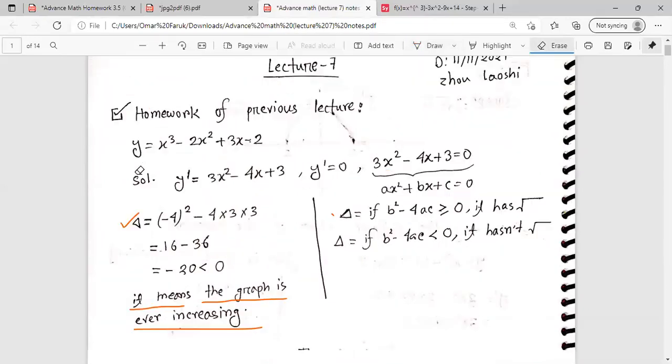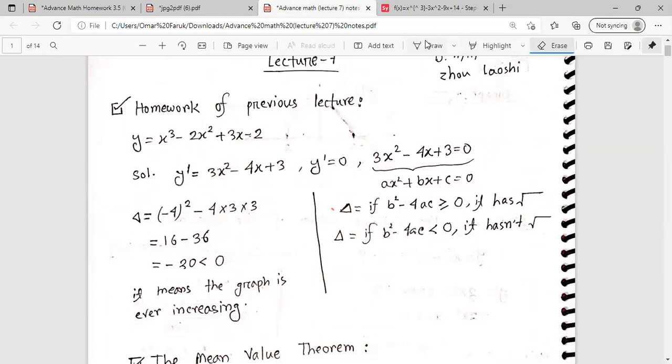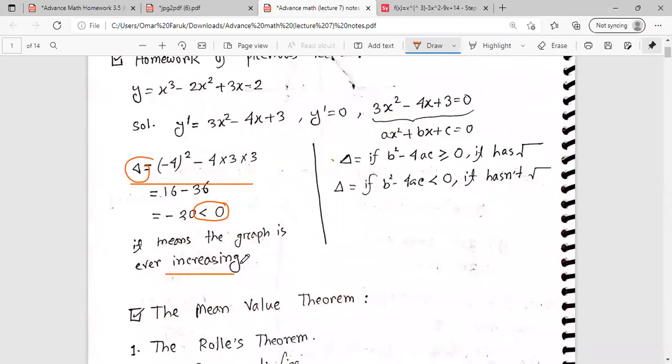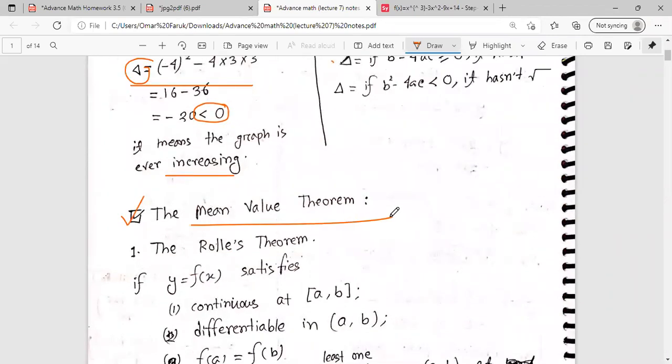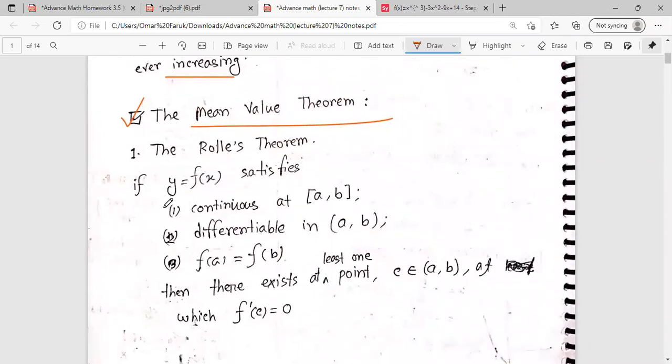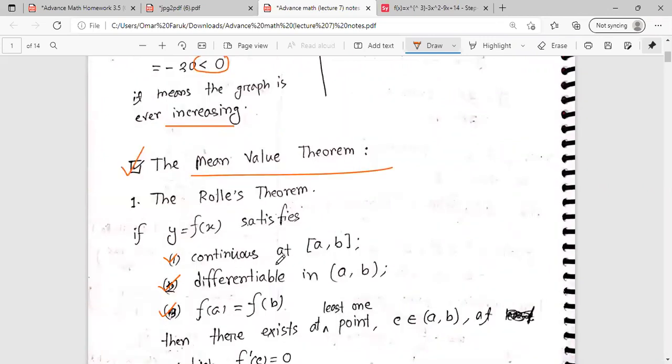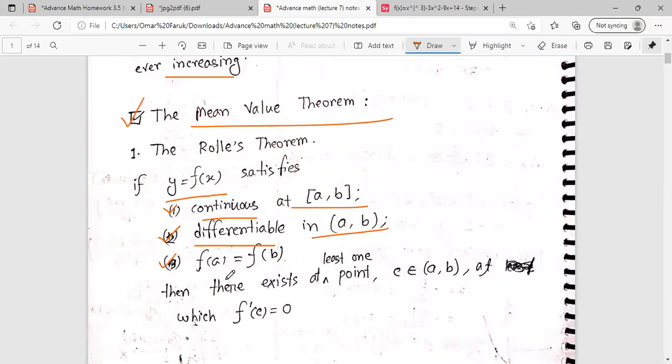Firstly, Laoshi discussed our previous homework. I already told you that this delta value is less than 0, which means we do not have any extreme value. And we already learned the mean value theorem. So we have 3 conditions: if a function is continuous on a comma b, differentiable in a comma b, and f of a is equal to f of b, then there exists at least one point c.